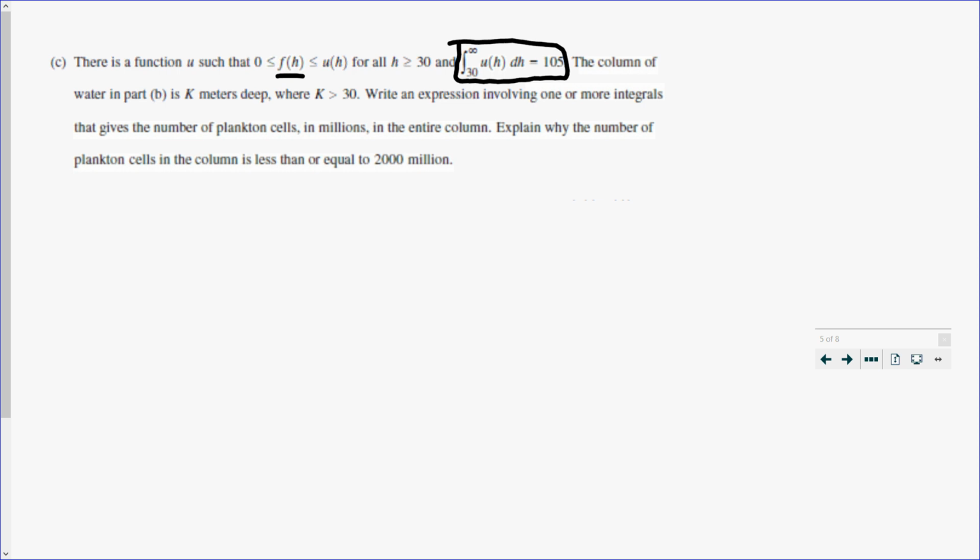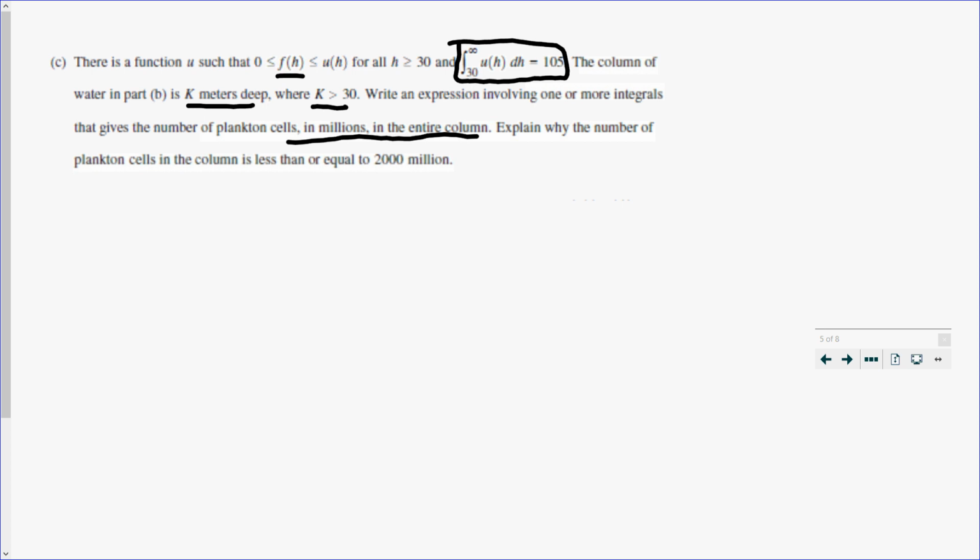That there are what? What's that? 105 million plankton between 30 meters and infinity. Well, that's a pretty deep column of water. The column of water in part B is k meters deep, where k is greater than 30. Write an expression involving one or more integrals that gives the number of plankton cells in millions for the entire column. Okay, so what is that telling us?